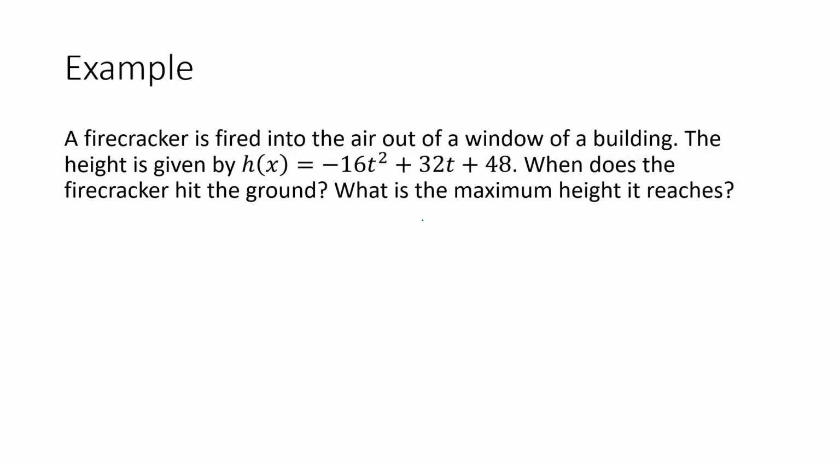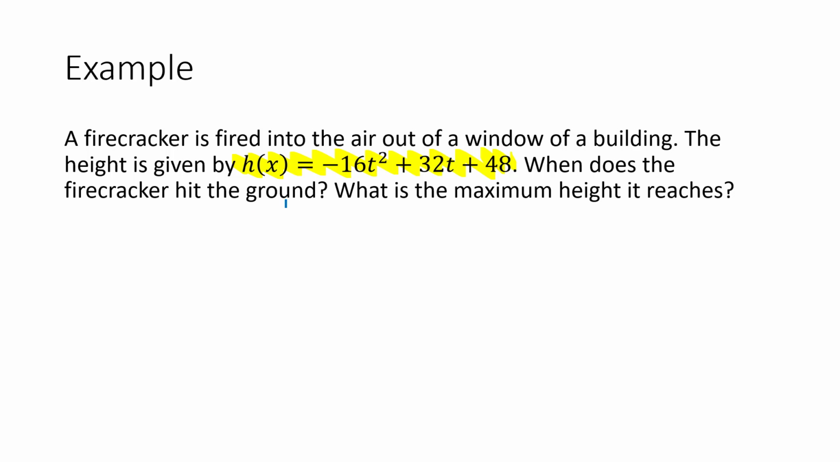Let's look at a more interesting example, though. We have a firecracker that's fired into the air out of a window of a building. So it started up a little bit high. The height is given by this formula. So we've got a formula here to guide everything we do. It's going to be negative 16t squared plus 32t plus 48. And there's two questions we're going to answer. One, when does the firecracker hit the ground? And two, what is the maximum height that the firecracker reached?